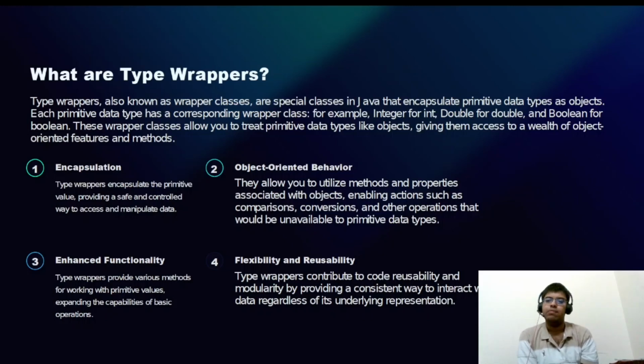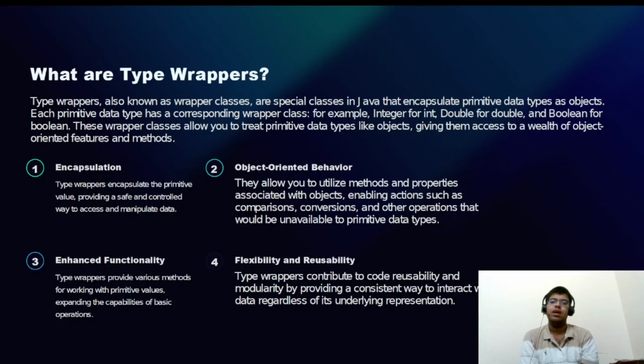First one is encapsulation. Provides a safe and controlled way for accessing and manipulating of data. After that, we have object-oriented behavior. Now, these utilize methods and properties of your objects, which enables actions like comparisons and other operations which are unavailable to your normal primitive data types. Next is enhanced functionality. Now, type wrappers provide various methods to work with primitive values.